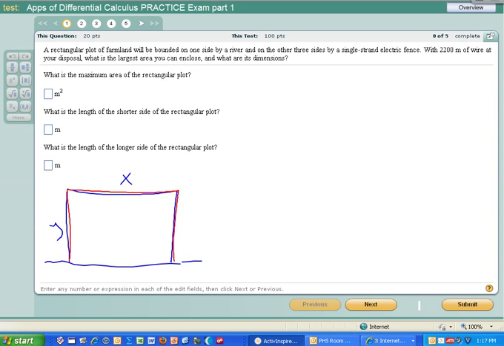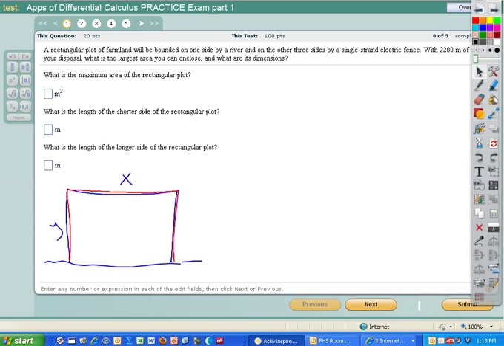Okay, so what's the next step? We got our dimensions on there. Find the primary equation. So what is the thing we're trying to maximize or minimize here? The area. Maximize area. So we know that area equals x times y. Okay, so there's our primary equation.